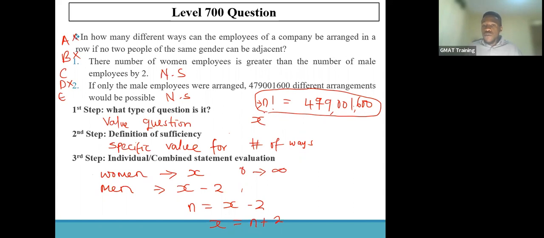And of course, just for specificity, this value of n is 12. Since 12 factorial gives us this, we can get the value of x, which would be 14. Now we can find a way of arranging these people, since we already have all that is required for the statements to be sufficient. And since we found the sufficiency by combining the two statements, our correct answer choice is C. Okay, I hope everything was clear in this session.